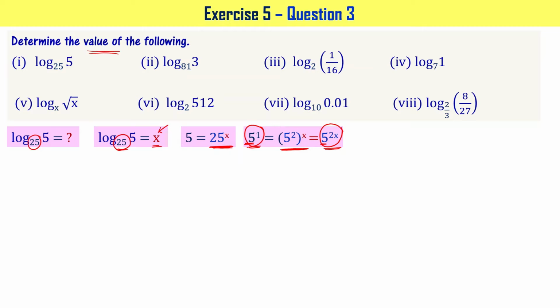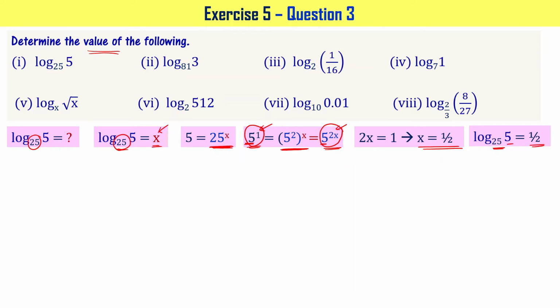It means 1 is going to be equal to 2x. Since the base is the same for both the exponentials, we can say that the powers are going to be equal. It means 1 equals 2x. That can be written as x equals half. So to answer the question, log of 5 to the base 25 is equal to half.